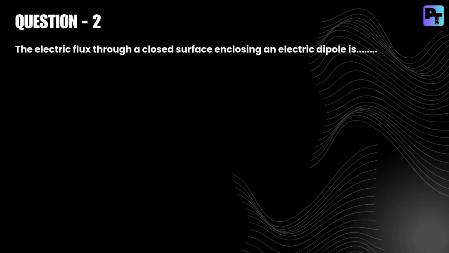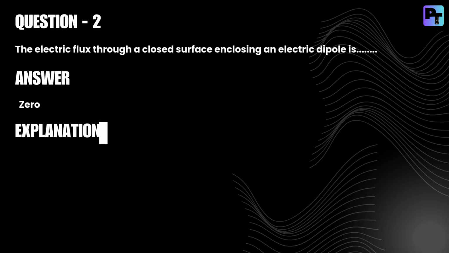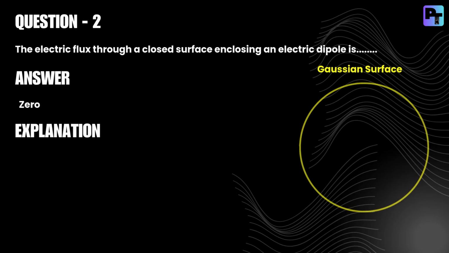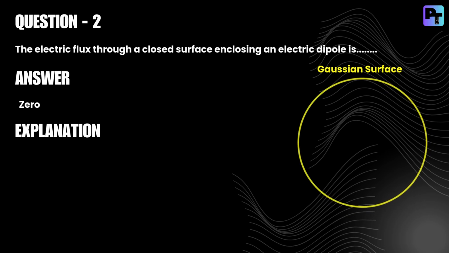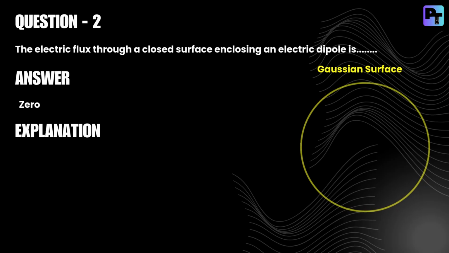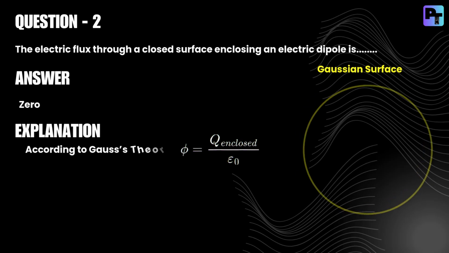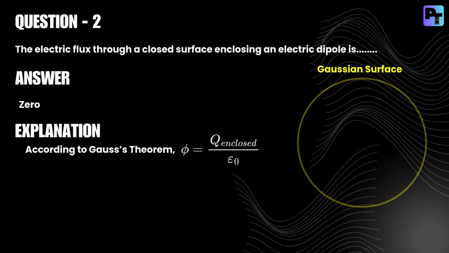Let's move to second question. The electric flux through a closed surface enclosing an electric dipole is. That's a simple one. Answer is 0. Explanation. It can be explained using Gauss's law in electrostatics. It states that the total electric flux through any closed surface, known as Gaussian surface, is proportional to the total electric charge enclosed within that surface, divided by the permittivity of free space. Mathematical expression is phi equal to Q enclosed divided by epsilon 0.